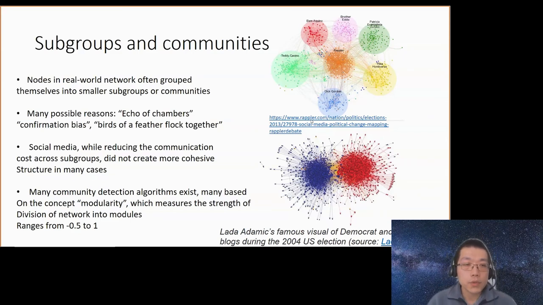So in order to identify subgroups and communities, there are many community detection algorithms, and many are based on the concept called modularity. It measures the strength of division of a network into modules. Basically, the higher the modularity, the stronger the evidence that there are modules, communities, or subgroups in your network.